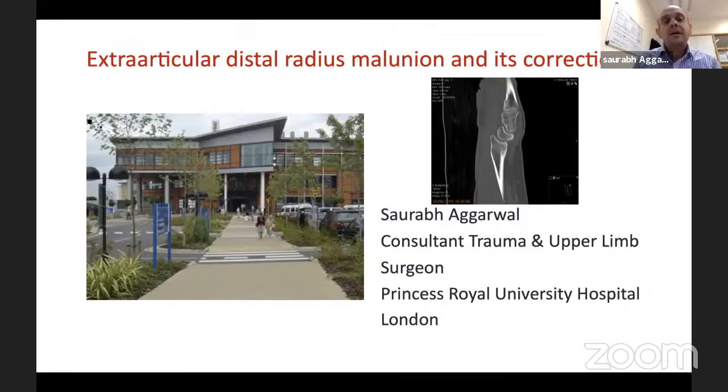I'm Saurabh Agarwal, a consultant trauma and upper limb surgeon at Princess Royal University Hospital in London. The topic of discussion today is extra-articular distal radius malunion and its correction. This lecture is basically a collection of thoughts, a few cases which I've done over the last few years, and then trying to make sense of this topic.